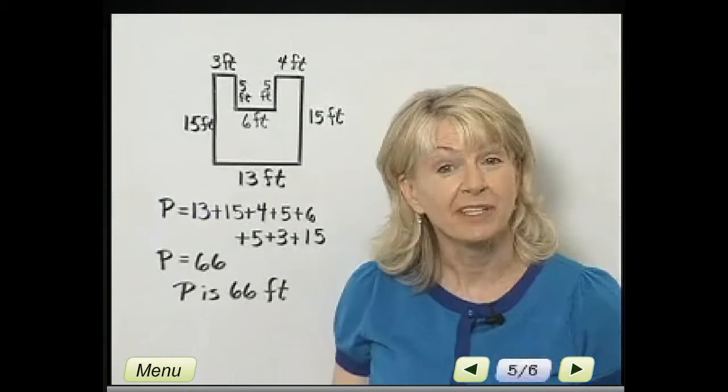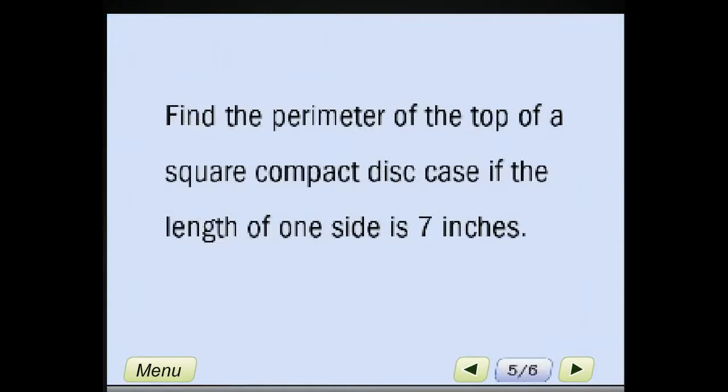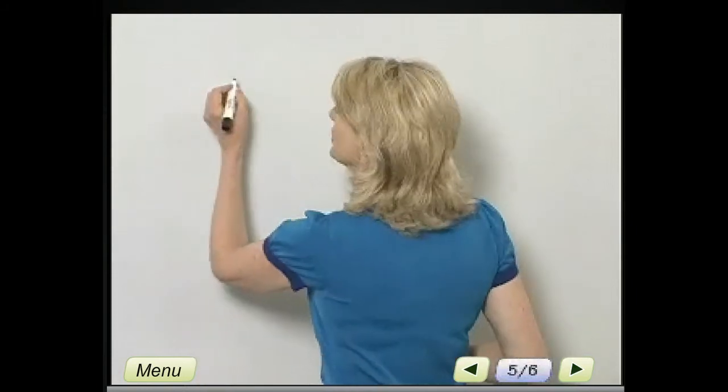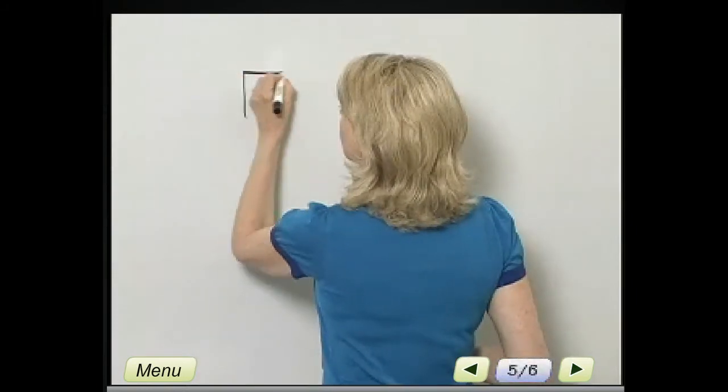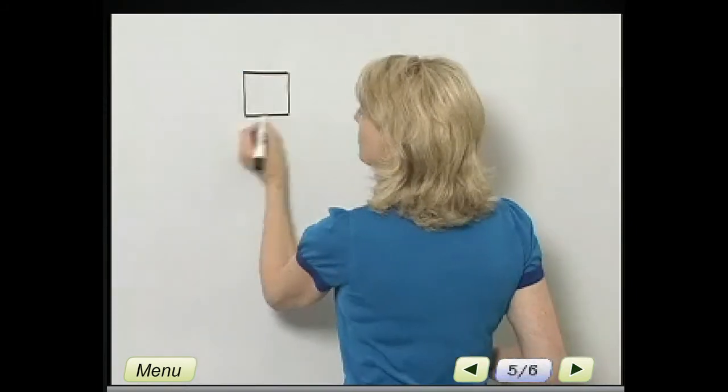Now let's look at the following application. Find the perimeter of the top of a square compact disc case if the length of one side is 7 inches. If you need to, read and reread that application until you understand what we're looking for. Basically, we're trying to find the perimeter of a square whose side length is 7 inches. And again, then, if you need to draw a diagram, this is simply a sketch, of course.